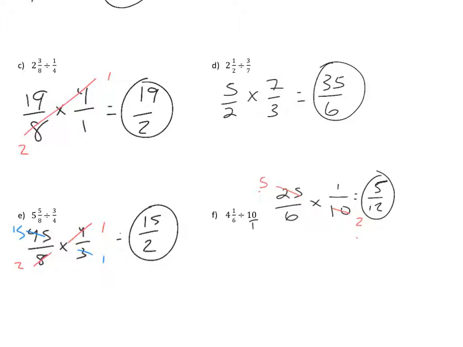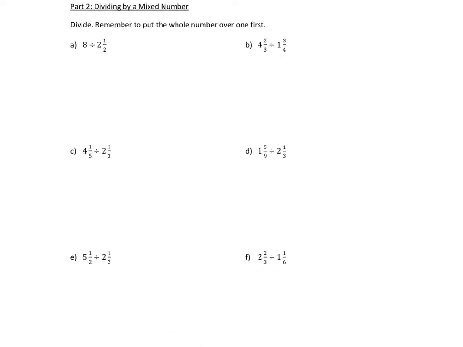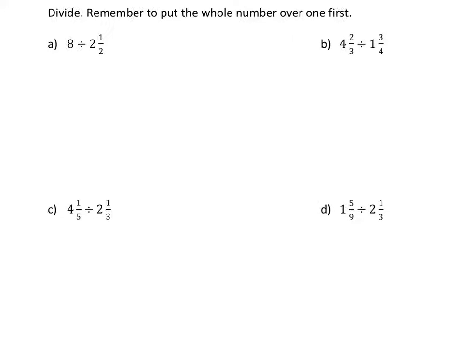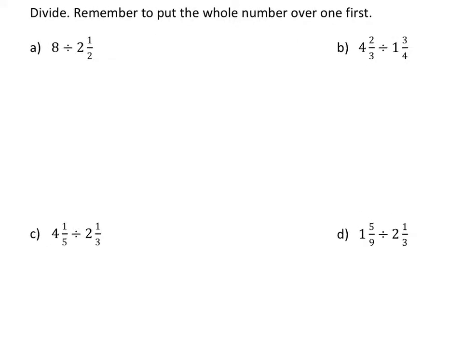Okay, when you're finished, flip it over. On the back, part 2, dividing by a mixed number. So, same idea, maybe one extra step, same idea, same memorization. Letter A, divide. Remember to put the whole number over 1 if need be. Do that first. So letter A says, what is 8 over 1, or 8, divided by 2.5? Well, 2.5 is 2 times 2 is 4, plus 1 is 5 over 2.